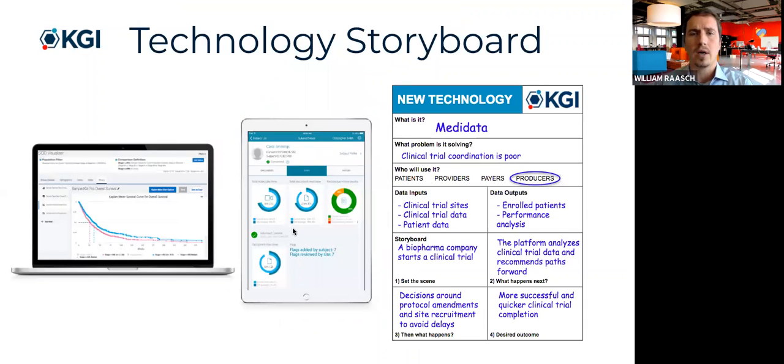Okay, so I want to talk as a storyboard example about metadata. The problem that metadata is looking to solve is that clinical trial coordination is poor. Oftentimes you have a lot of different stakeholders within a company that are running the clinical trial, from the physicians that are administering it themselves, to the epidemiologists that really want to figure out where adverse events are coming from, to the developers, the R&D that are trying to make sure that they're advancing the product through the pipeline at a good pace. The coordination there is bad, right?